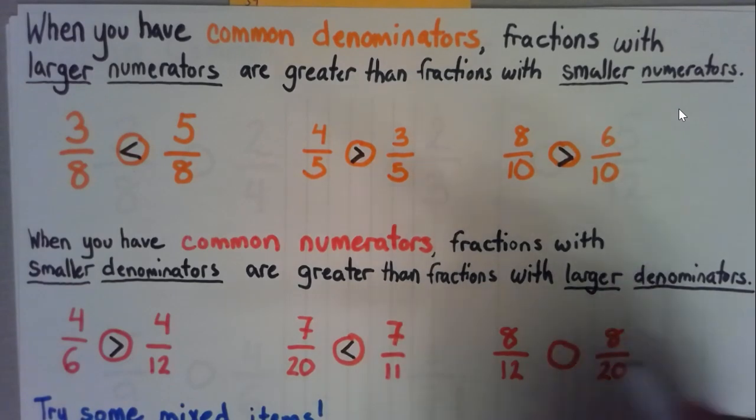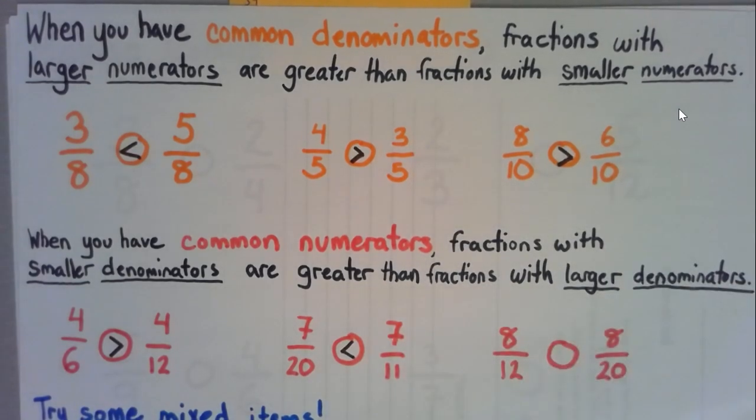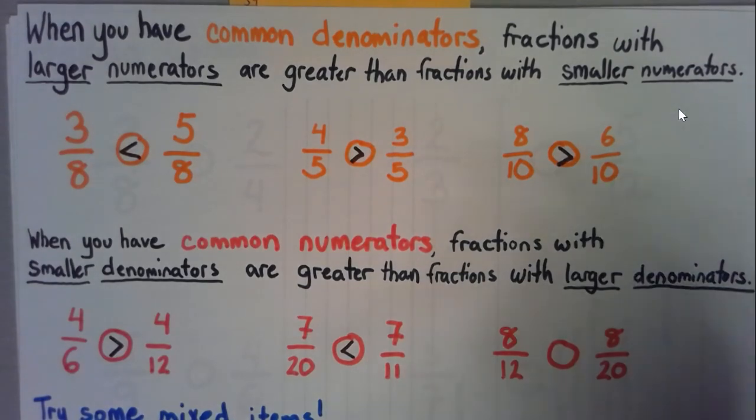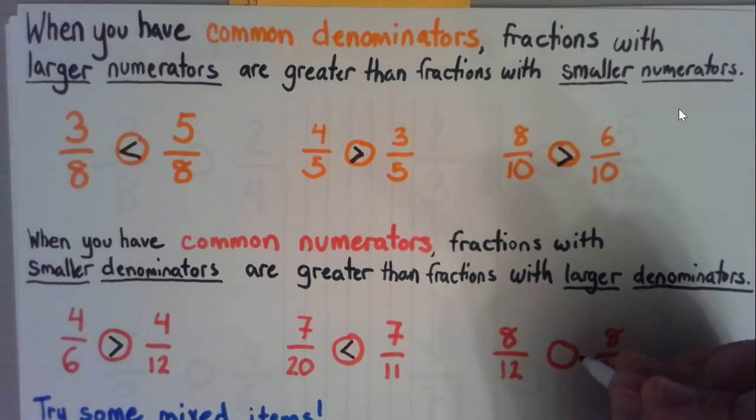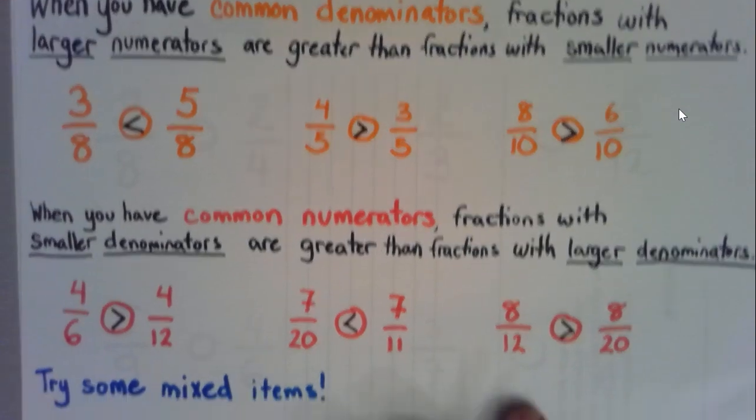Let's go on. We have 8/12 compared to 8/20. Pause the video and you figure it out. All right, so we've got 8/12 compared to 8/20. And hopefully you recognize that 8/12, those 8 larger pieces are going to be greater than the 20 smaller pieces. Now let's try some mixed items.